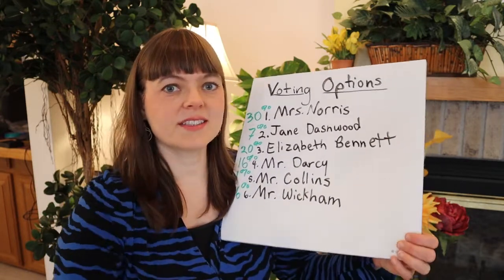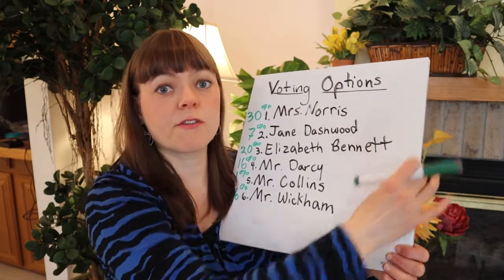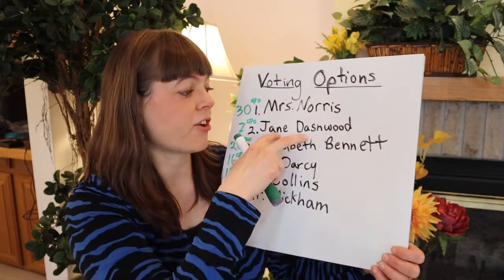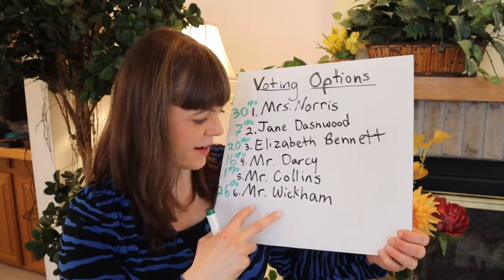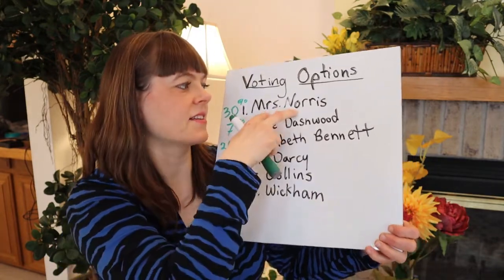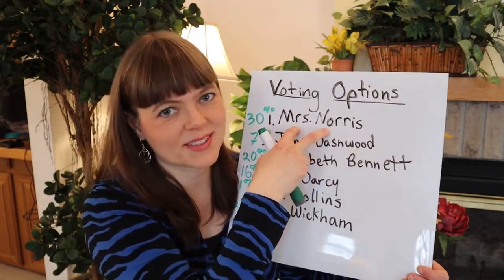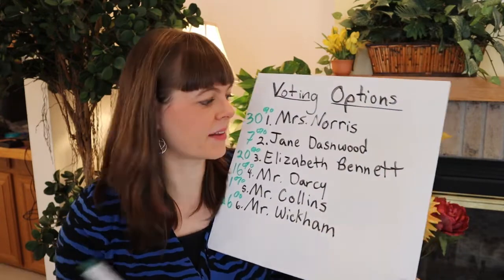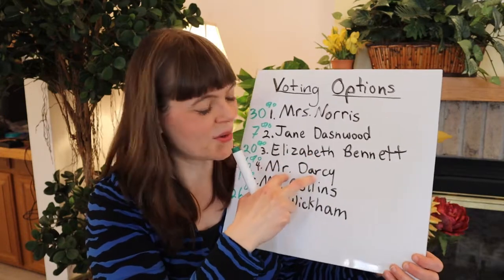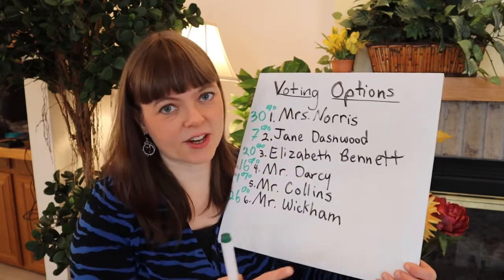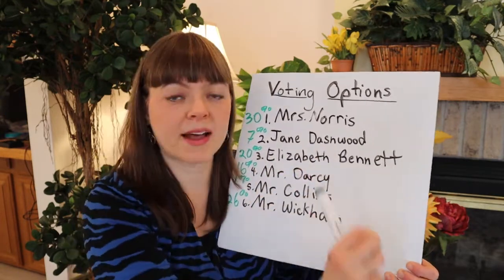So let's say I have a particular preference ordering where my favorite candidate is Jane Dashwood, and my least favorite candidate is Mr. Wickham, and my second least favorite candidate is Mrs. Norris. I could rank on a ballot who's my first choice, who's my second choice, who's my third choice, etcetera. So let me do my little ballot right here.